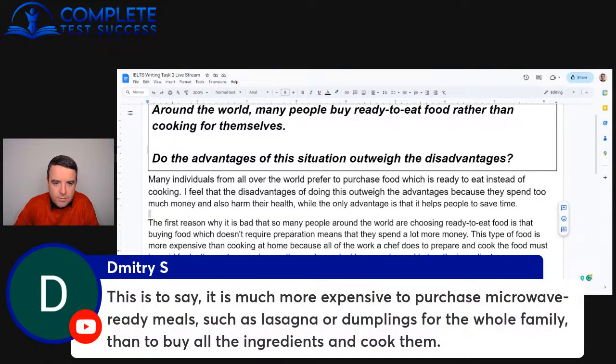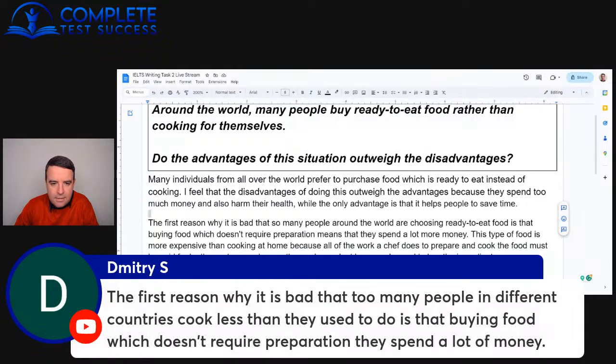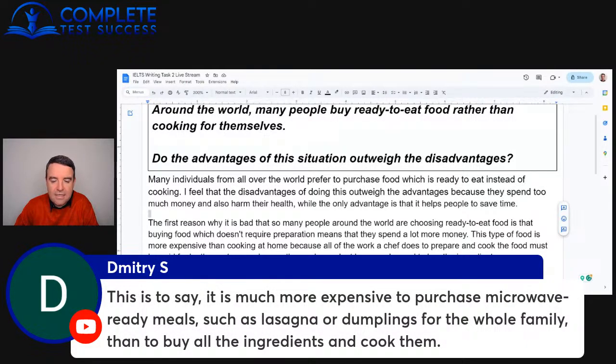Dimitri, this is to say it is much more expensive to purchase microwave ready meals, such as onion dumplings for the whole family, than to buy all the ingredients and cook them. We've kind of said this already, Dimitri. So you don't want to repeat the point. And that's kind of what you're doing here. So what you said first was, sorry, it's more expensive to buy food that's already been prepared. And then here you're basically saying it's more expensive to buy food that's already been prepared.